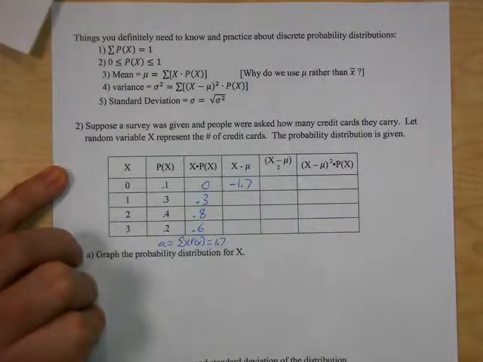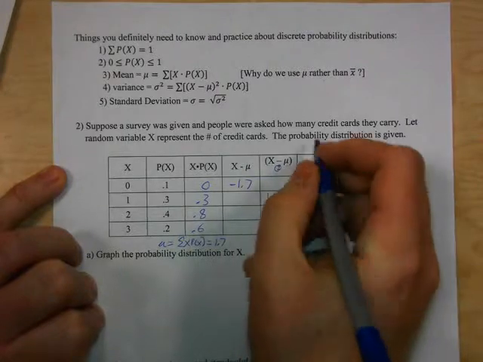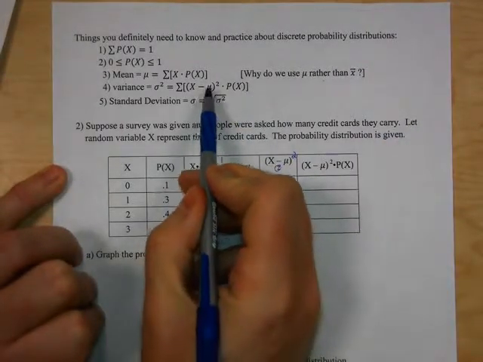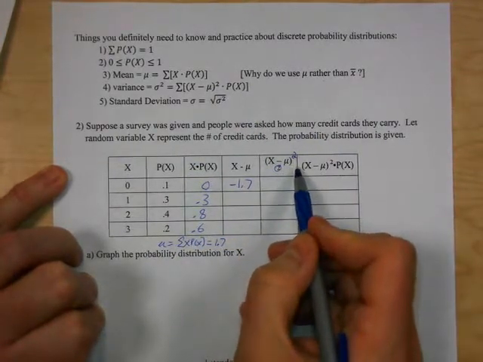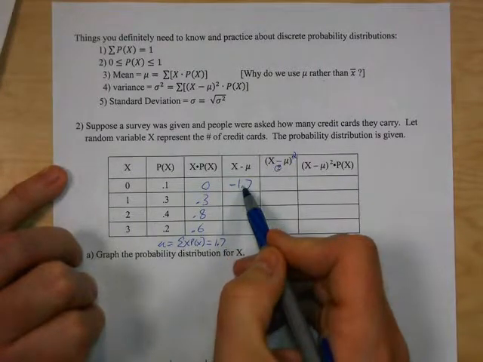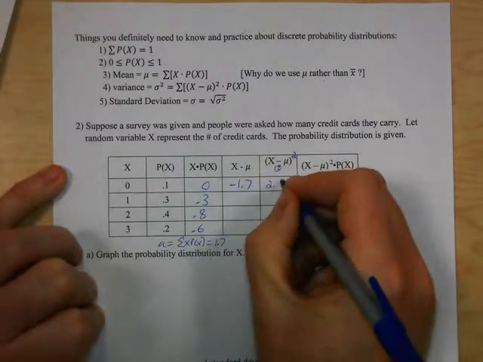I suggest going right across the row, because if you have to use a calculator, you can do these calculations a lot easier. There's a little misprint here. This 2 should be squared up here. If we look at the formula up here, x minus mu squared, something happened with my formatting on that. My column isn't wide enough. So that's x minus mu squared. You're going to take negative 1.7 and square it. That'll give you 2.89.